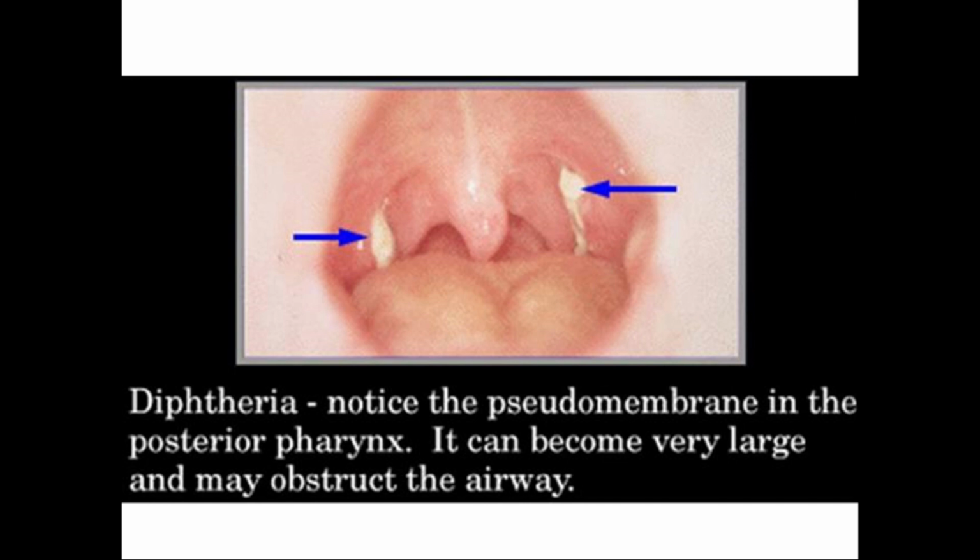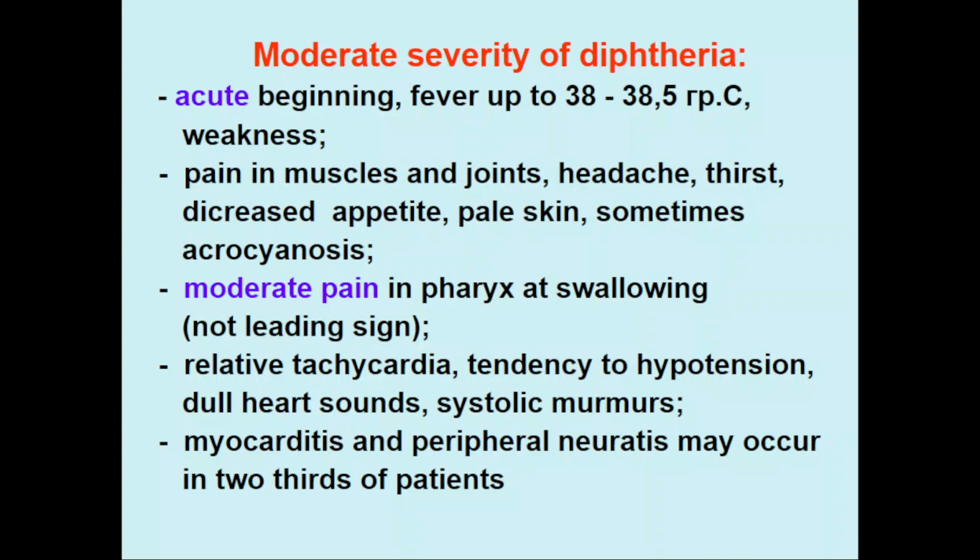Notice diphtheria here. Notice the pseudomembrane in the posterior pharynx. It can become very large and may obstruct the airway. Yes, here it's only in the posterior pharynx. Again, it may spread and block the airway.